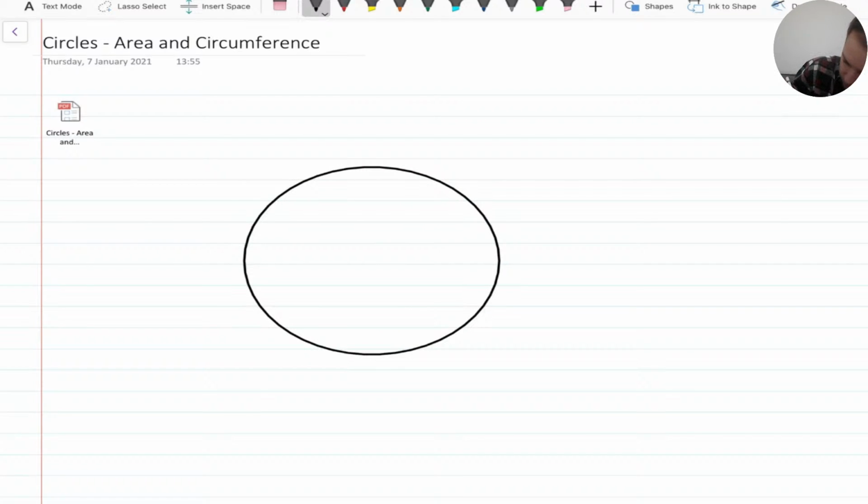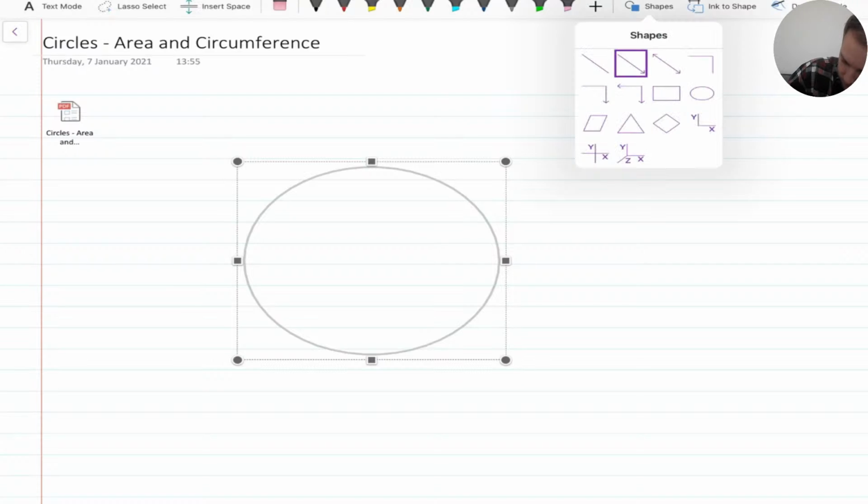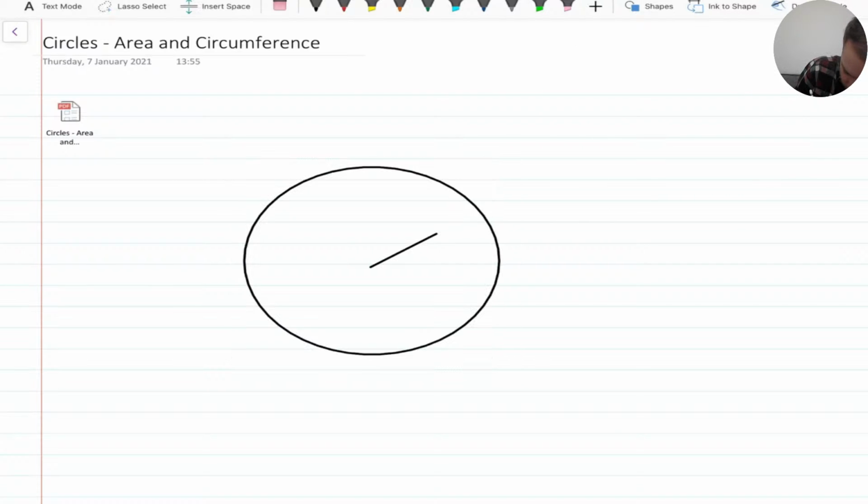Now the first thing we probably need is this here, which is called the radius. That's from the centre to the edge. We've got all the way across, which we know is a diameter, from one side to the other.